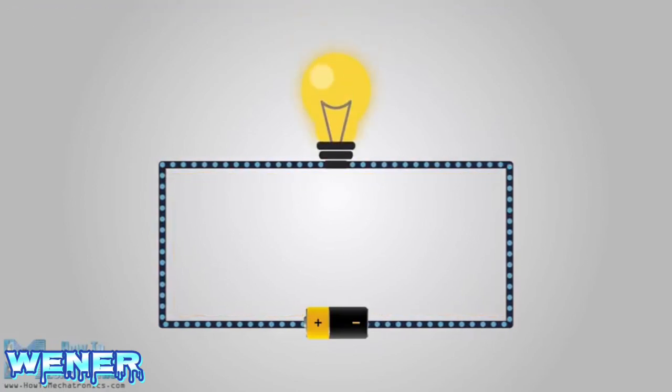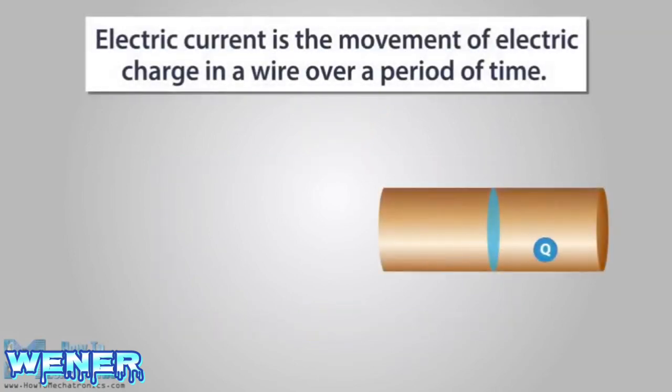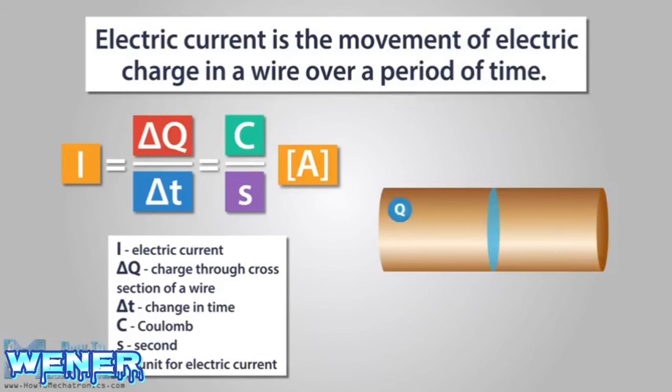If we add a light bulb to the closed circuit, the electrons will have to pass through it in order to get to the other terminal, thus producing light. Electric current is the movement of electric charge in a wire over a period of time. The symbol for electric current is I. 1 coulomb of charge passing through a piece of wire over 1 second is equal to 1 ampere of current. Ampere is the unit of measurement of electric current.